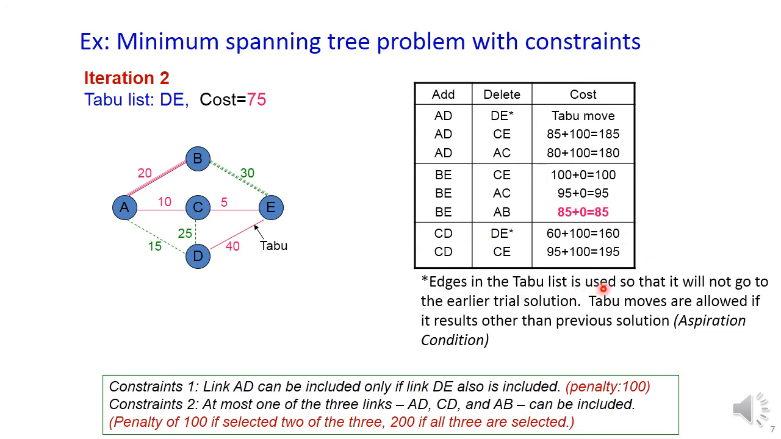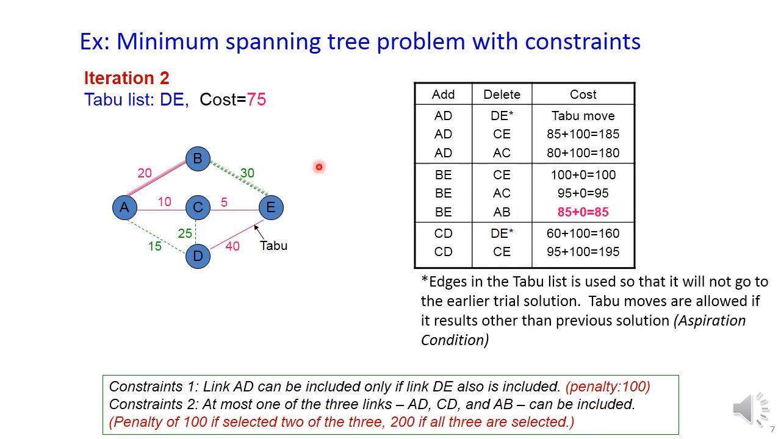Edges in the taboo list are used here so that it will not go to the earlier trial solution. Taboo moves are allowed if they result in something other than the previous solution. So here it is forbidden because it will go to the previous solution. Here it is allowed because it won't go to the previous solution. This is what we call an aspiration condition.